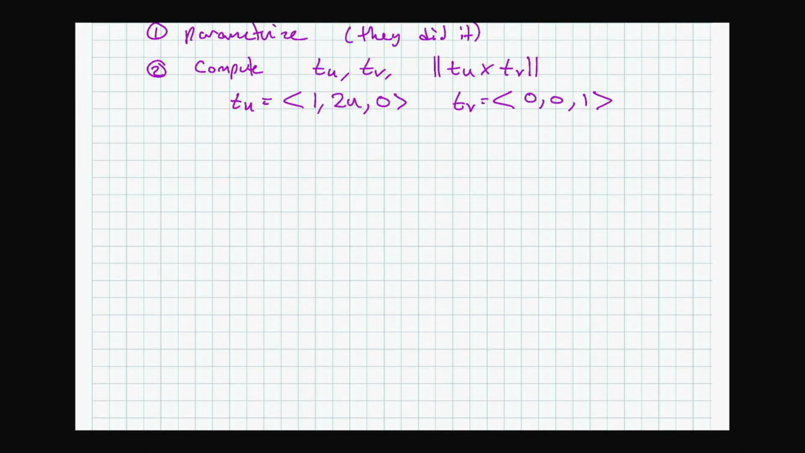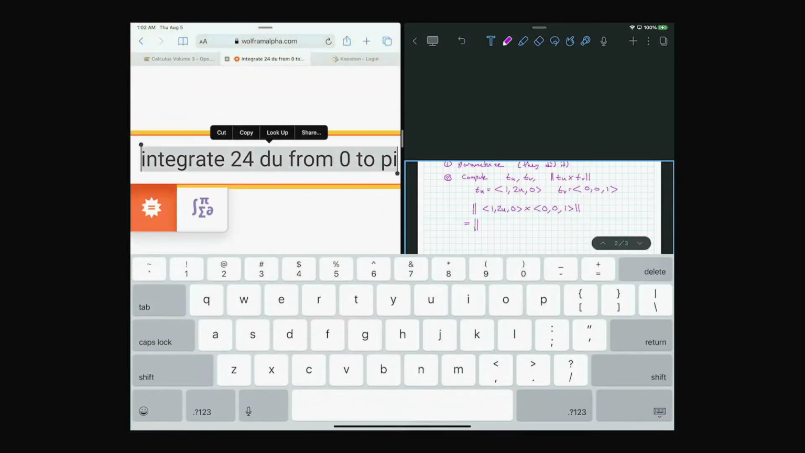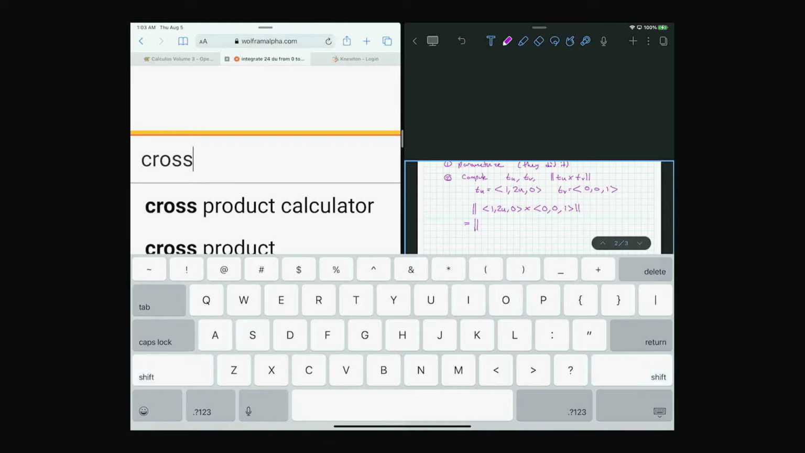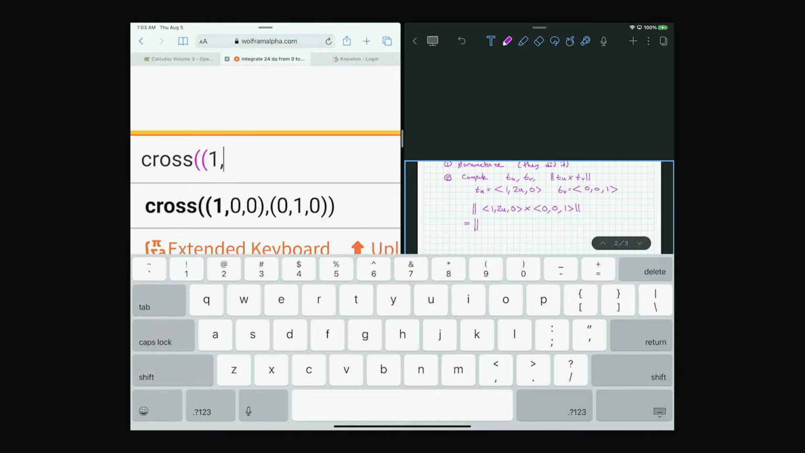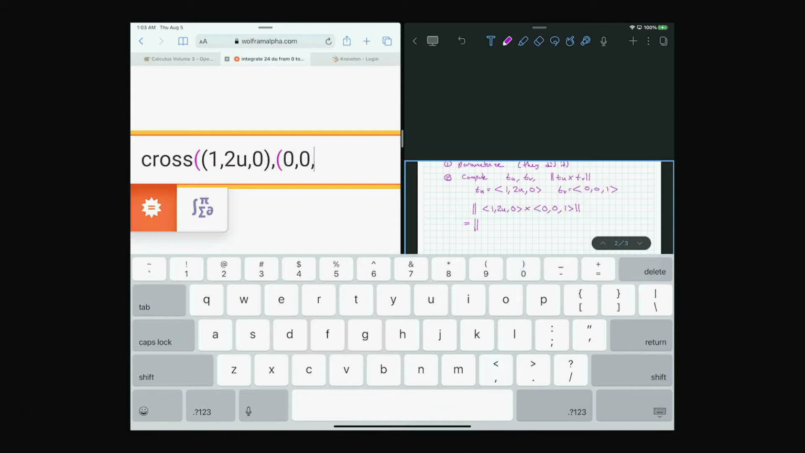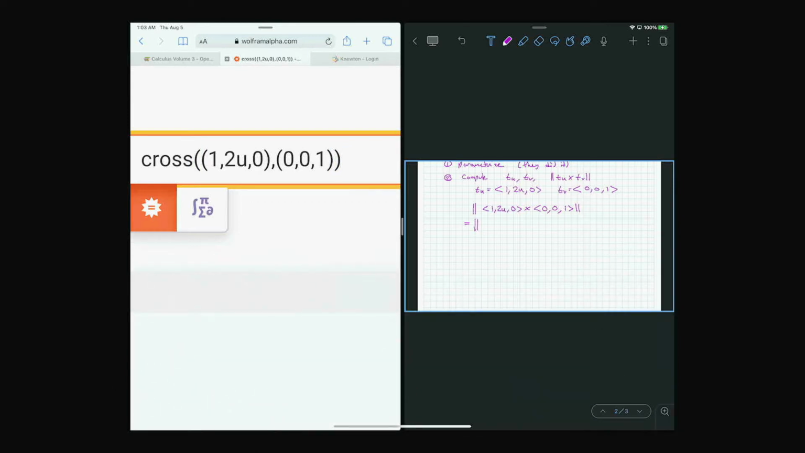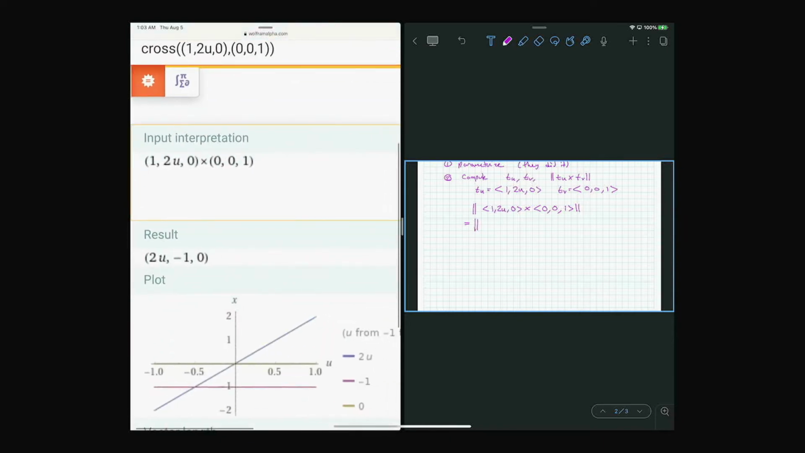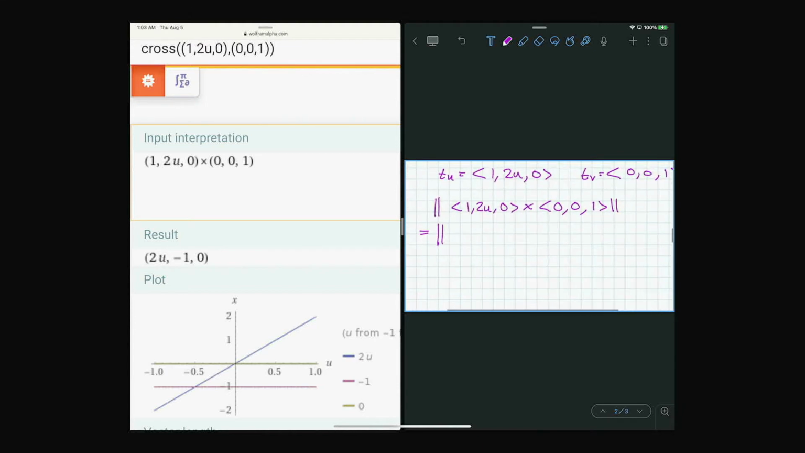We need the magnitude of the cross product. So we're going to need the magnitude of (1, 2u, 0) cross (0, 0, 1). At some point, we may as well do it now. That's something that's convenient to do on Wolfram Alpha. So it is cross. I usually open two sets of parentheses, 1, comma, 2u, comma, 0, comma, 0, comma, 0, comma, 1, parentheses, parentheses, closed. All right, so that's just the fastest way I know of to type that in. You can double check that it interpreted it correctly. And so my resulting vector is (2u, negative 1, 0).